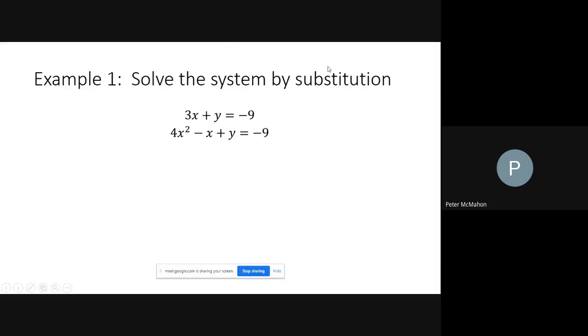All right, so example 1. Solve the system by substitution. This is going to be a linear-quadratic system. The general problem with systems of equations is that I have two equations with two unknowns, so I cannot solve one equation with two unknowns. What I need to do is get rid of one of these variables.